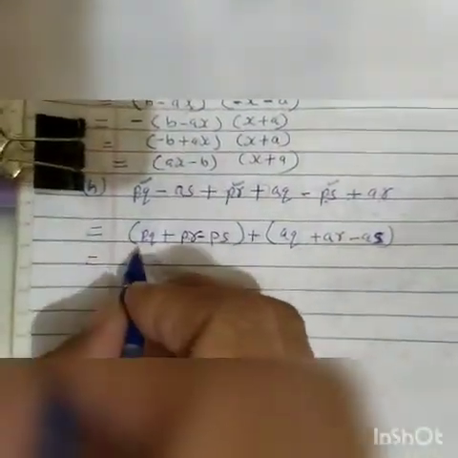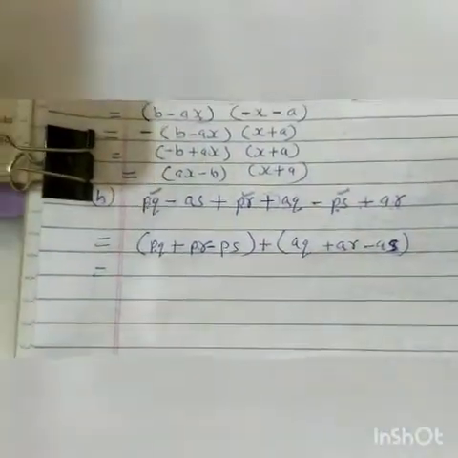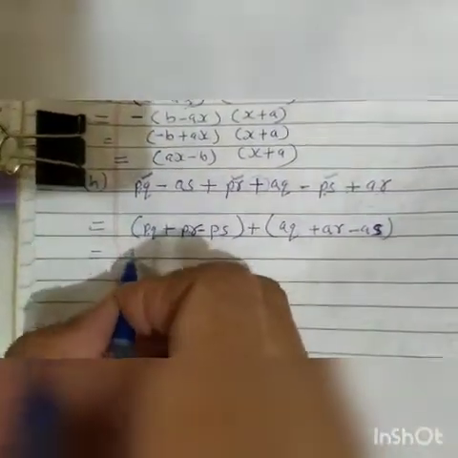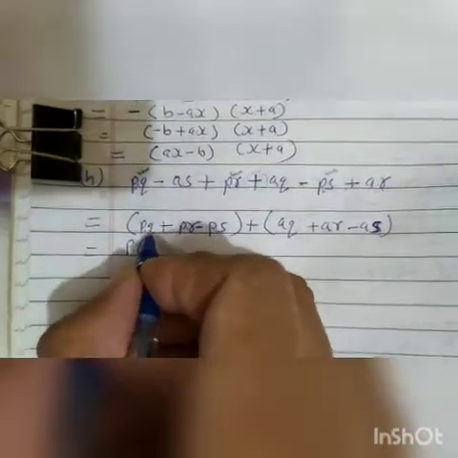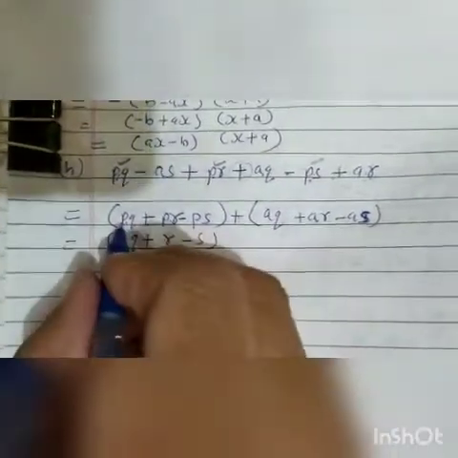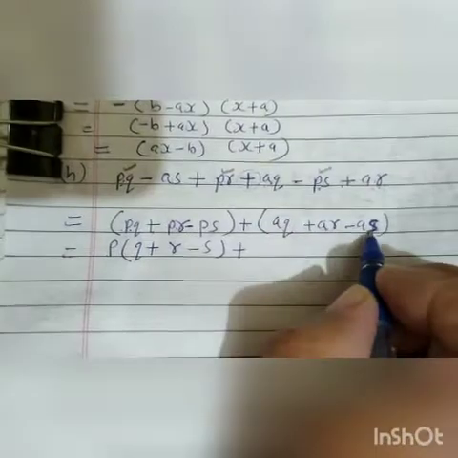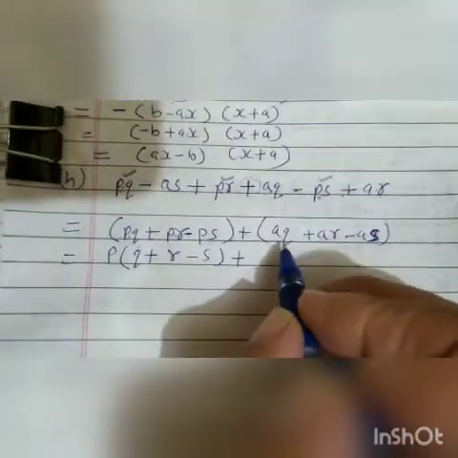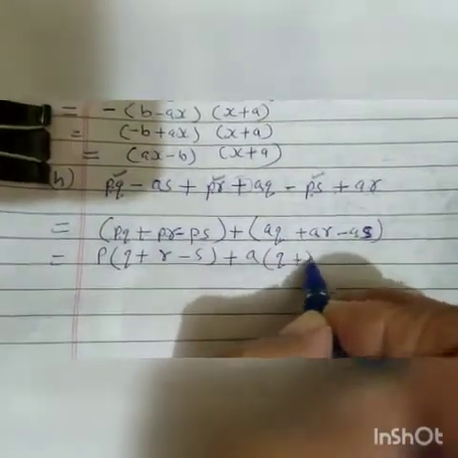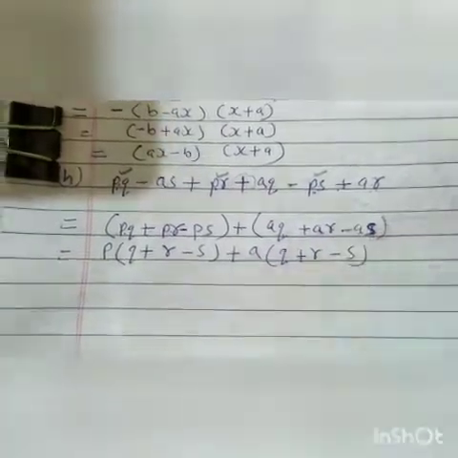Now see, in the first group we observe that p is present in all 3 terms. So we will take p as common. Then what is left from here? q plus r minus s, because p is taken as a common factor. Now this plus, from the second group or second bracket we can take a as common, then q plus r minus s, q plus r minus s.